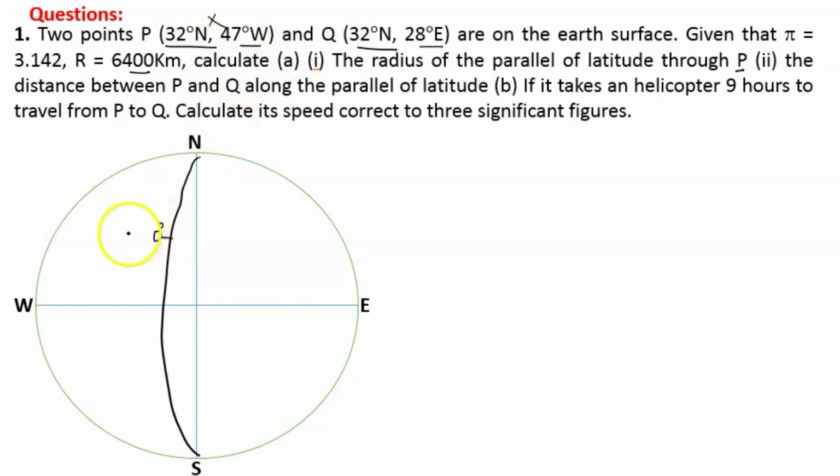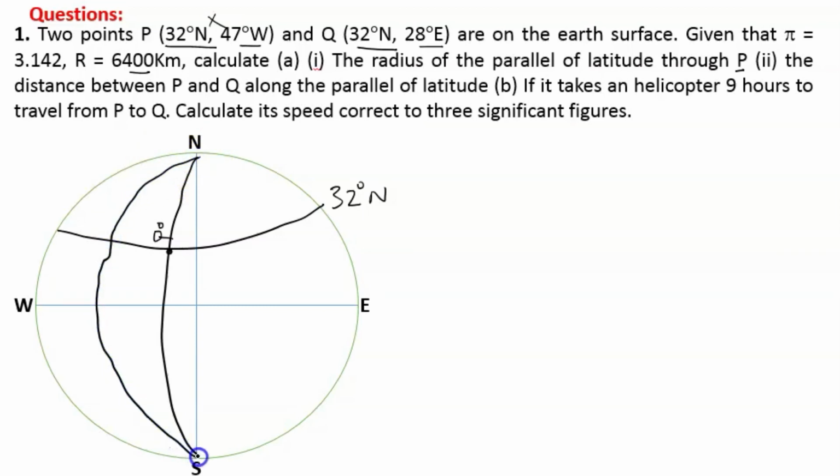To locate my P, I discovered that there is a common latitude which is towards the northern hemisphere, which is 32 degrees north. So let's assume this is my 32 degrees north. Of course, this is my prime meridian intersection with that common latitude. Then to locate my P, I have 47 degrees west. So I take my arc again and draw my line of longitude towards the west side. This point of intersection happens to be my point P.